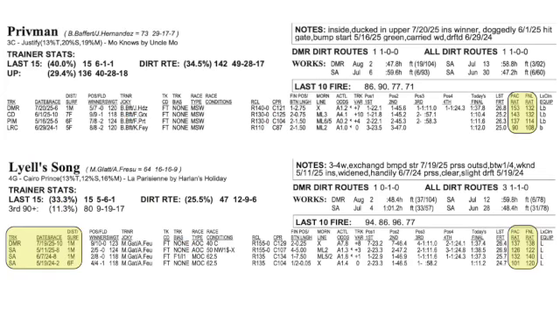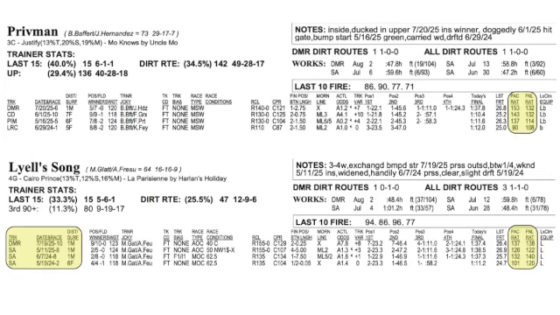So in this race, Privman was the favorite and my top choice, and then Lyell's Song was the second choice, and they stood out on pace and final time ratings. So they were my top two in here, and then we will look at those runners in this race, and we'll look at those side by side.